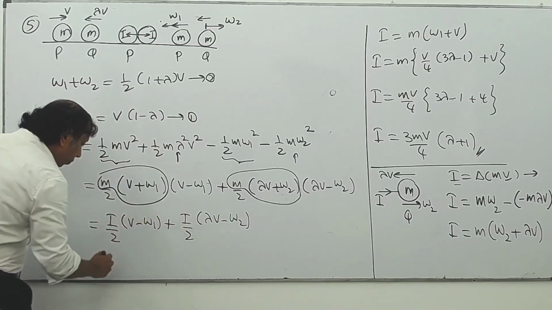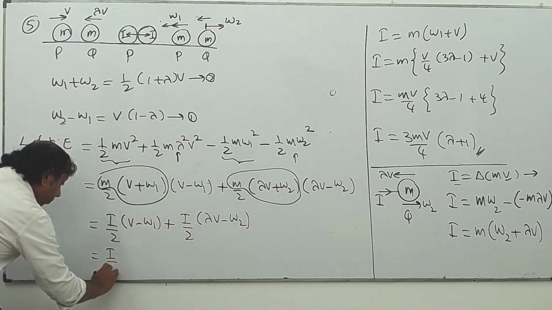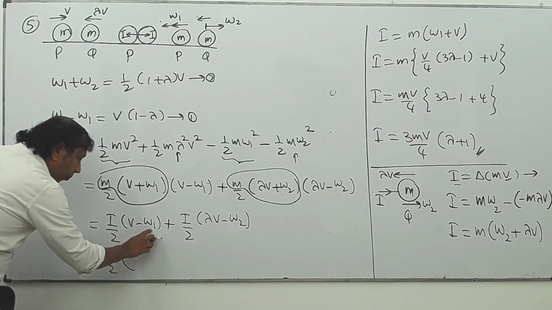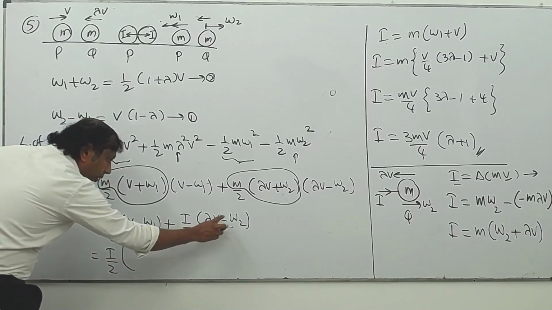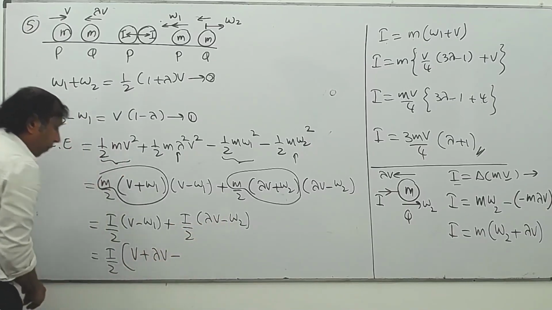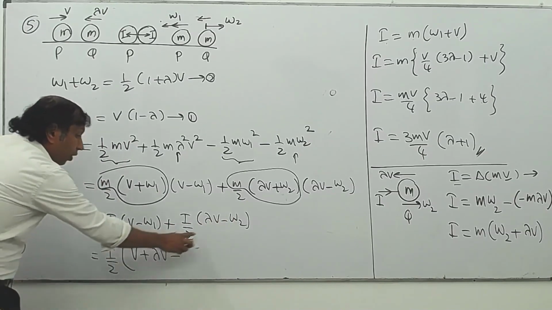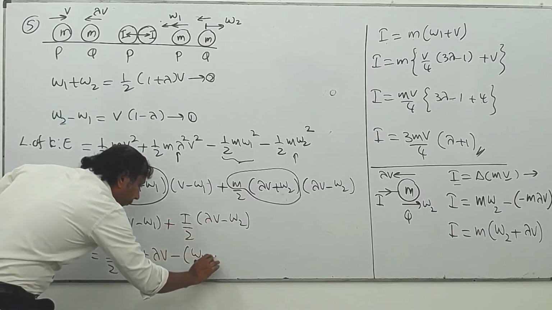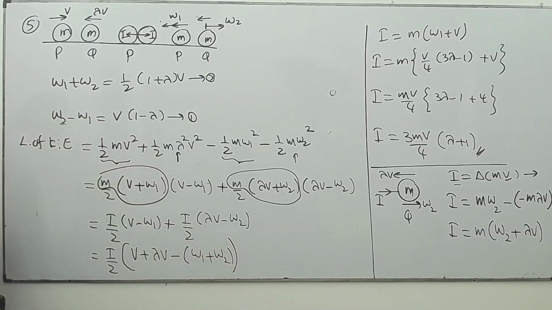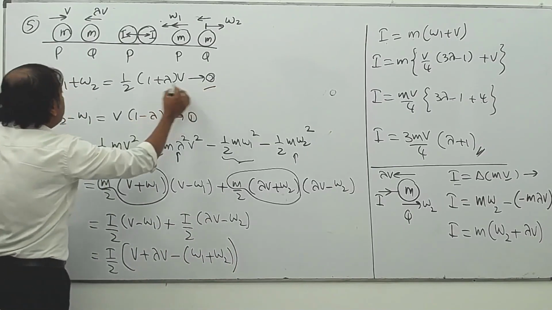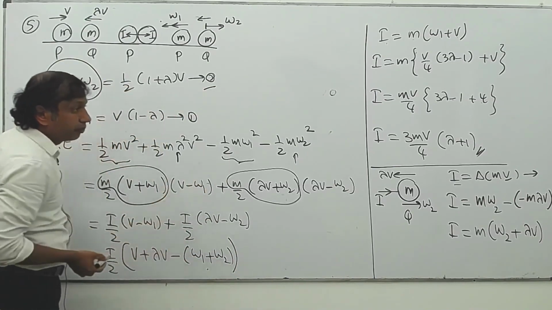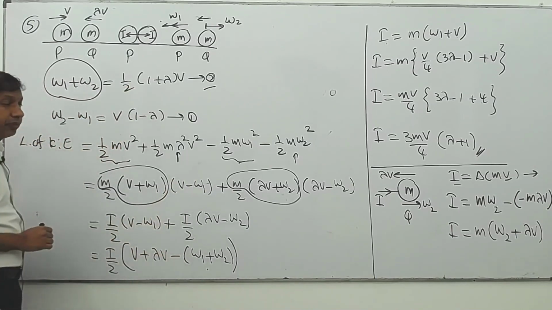Then take this I by 2 out. Once you take I by 2 out, what do we get? v minus w1, lambda v minus w2. That is v plus lambda v minus w1 minus w2, take the minus sign out: w1 plus w2. But by equation 2, w1 plus w2 is this answer. That you can put here, then put for this I. Then you get the answer.